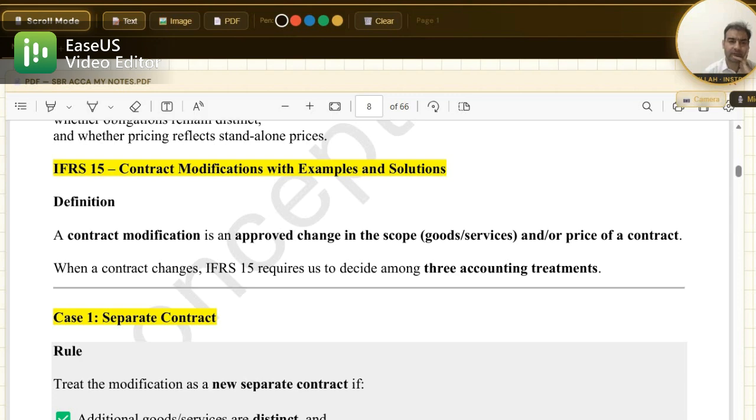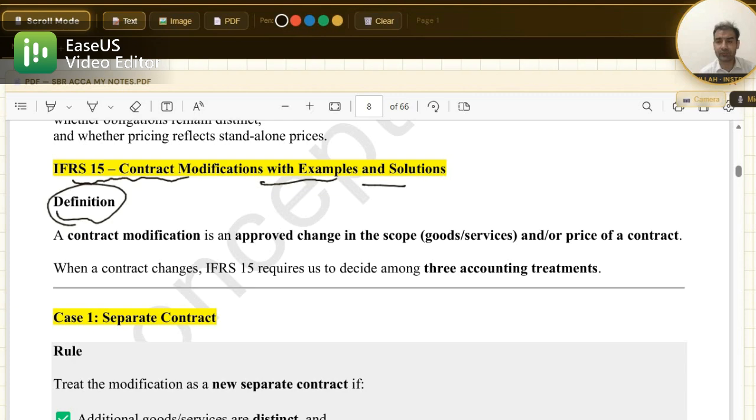Okay, so today we're going to start with a new topic, and this is contract modification with example and solution. You have to understand what this means. Simply put, sometime after a contract is started, the customer and the company agree to change it, maybe by adding more goods, extending the services, or adjusting the price.